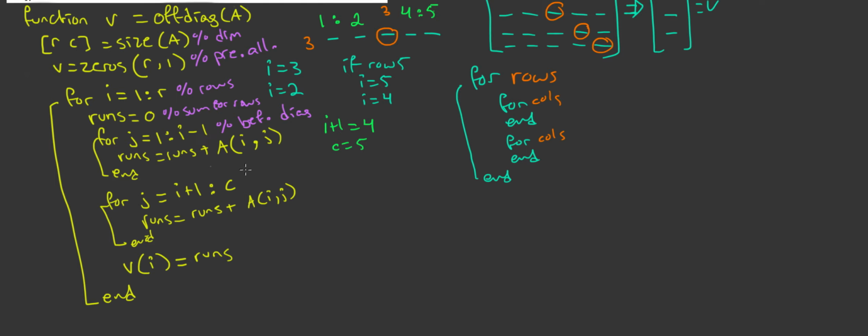We're going to do a running sum, and we're going to start off after our diagonal, and then we're going to compute our running sum again, and then we're going to basically assign the sum. So we're going to assign the sum to the corresponding row for our output vector V. And then we're going to end that, and then finally we end our function. And that is how you do number 12.